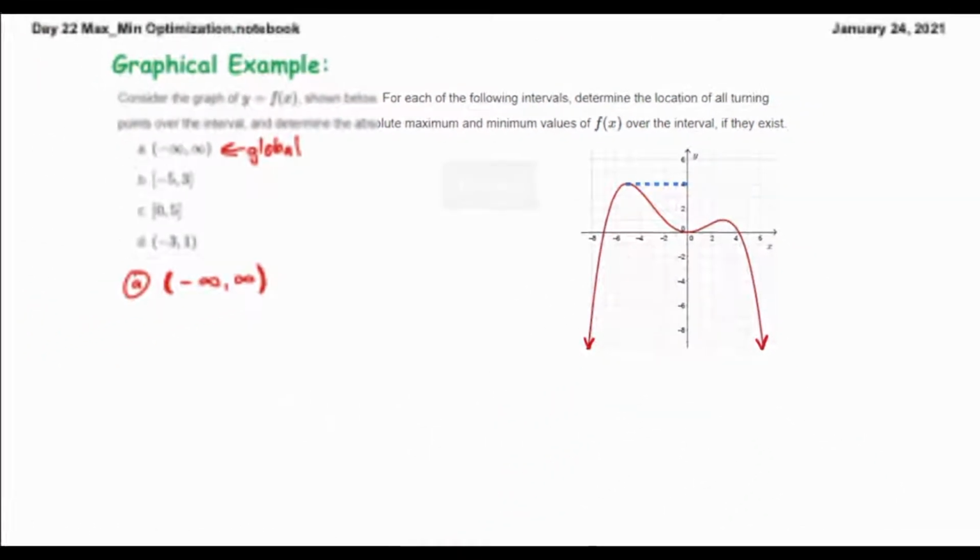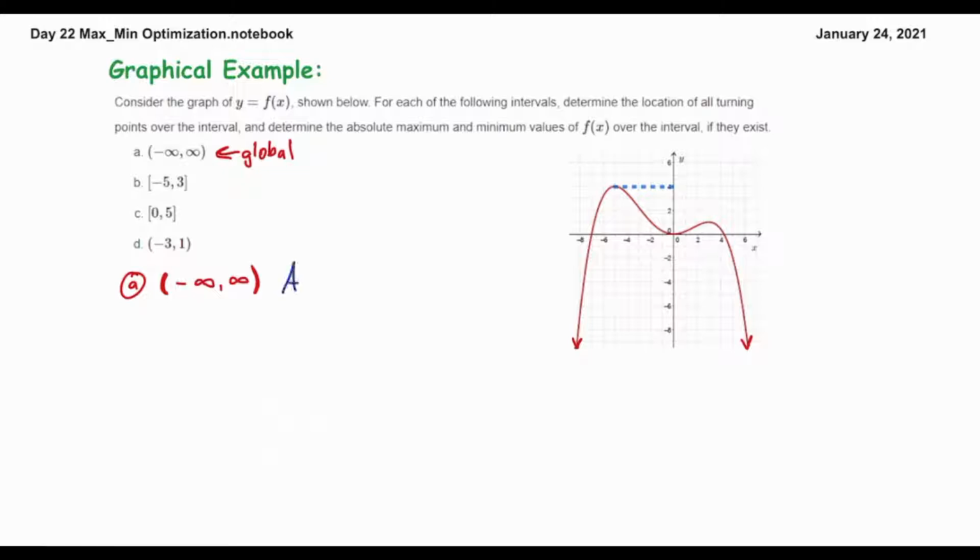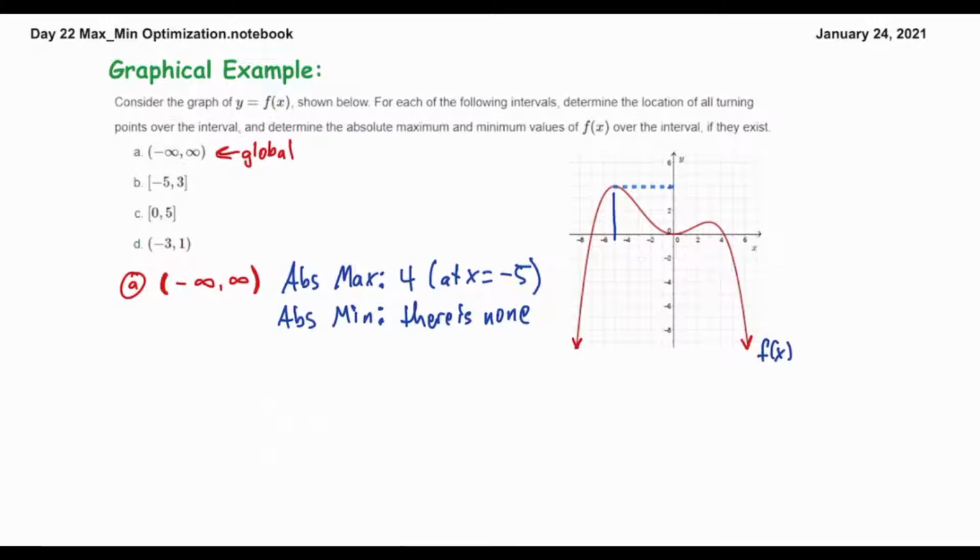So let's write that out. Absolute maximum is, so what's our y value or our f of x? It's 4. And that happens at x equals -5. And our absolute minimum, there is none. There's no end to this function. It just extends down to negative infinity, which is not really a number. It doesn't really have a meaning. So we just say there's none. And let's just label our curve here f of x.